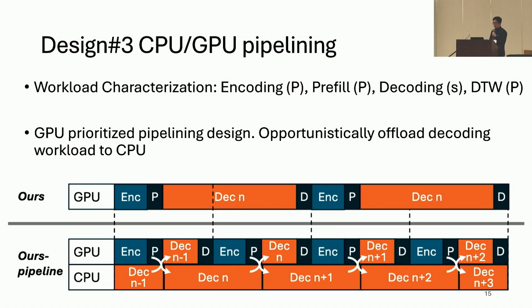So as a result, we propose our GPU prioritized pipelining design. We will try to opportunistically offload the decoding session to CPU whenever it's idle, but keep all other workloads on GPU. And here's a visualization of our pipelining design. But I won't go into the details of this design, because there's a lot of details. If you're interested in this, you can check the paper or talk to me offline.